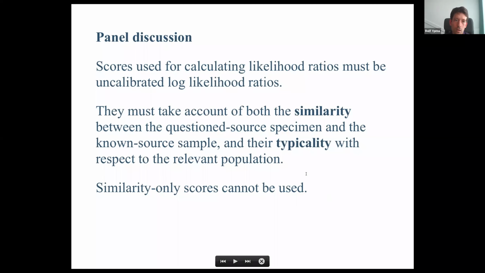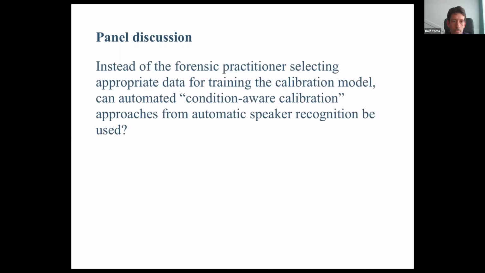There we go. So this is an interesting one.